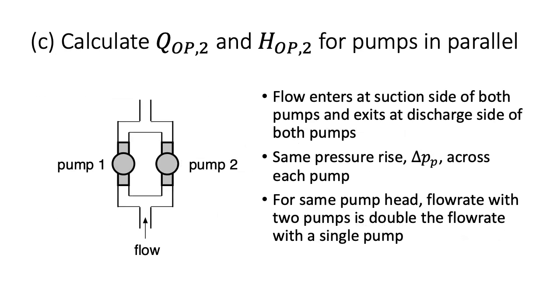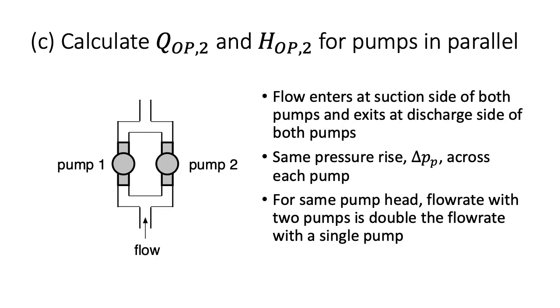For Part C, we calculate the new operating flow rate and head for two of these pumps in parallel. This means that the flow goes through a T-fitting, so it can enter the suction sides of both pumps at approximately the same flow conditions. Then, a second T-fitting is used to bring the flows back together on the discharge side, once again at approximately the same flow conditions. Thus, the pressure rise across each pump will be approximately the same.